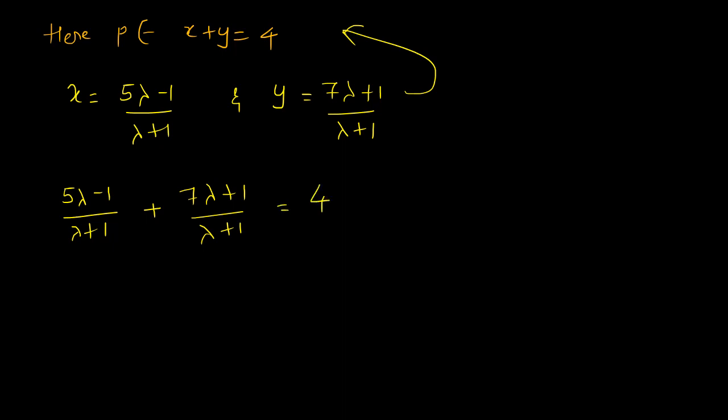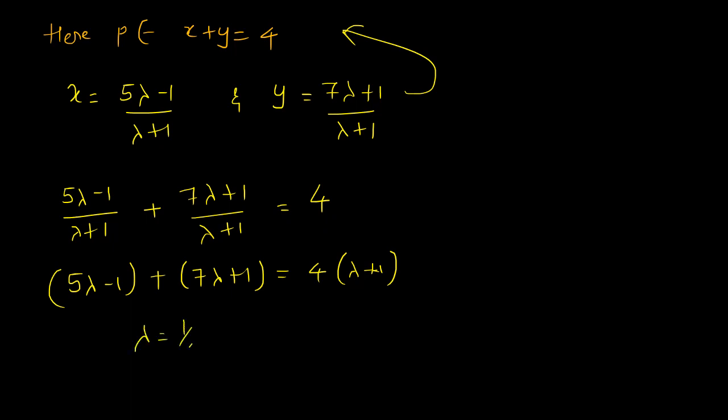Both have the same denominator. Taking LCM, we get 5 lambda minus 1 plus 7 lambda plus 1 whole upon lambda plus 1, and the denominator goes to the opposite side, so I will write 4 times lambda plus 1. If you perform some calculation, you will get lambda equal to 1 by 2. So your required ratio is lambda, that is equal to 1 by 2. That is your answer.